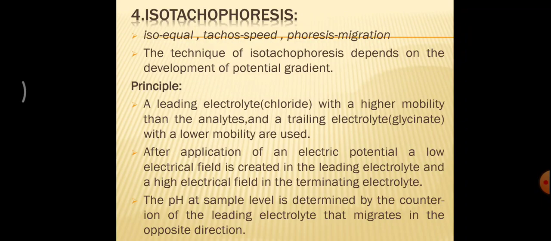The principle behind this is a leading electrolyte, that is normally a chloride solution with a higher mobility than the analytes, and the trailing electrolyte, which is called glycinate, with a lower mobility are used here. After the application of the electric potential, a low electric field is created in the leading electrolyte and a high electric field is in the terminating electrolyte. So the pH at sample level is determined by the counter ion of the leading electrolyte, that migrates in the opposite direction.